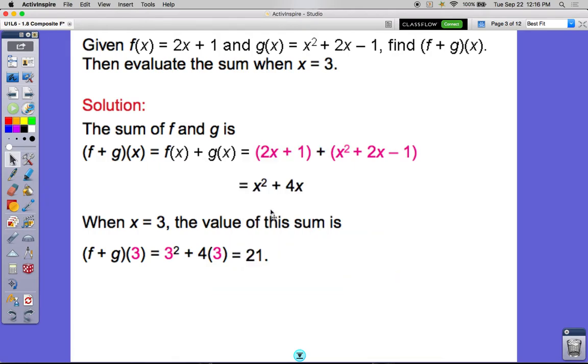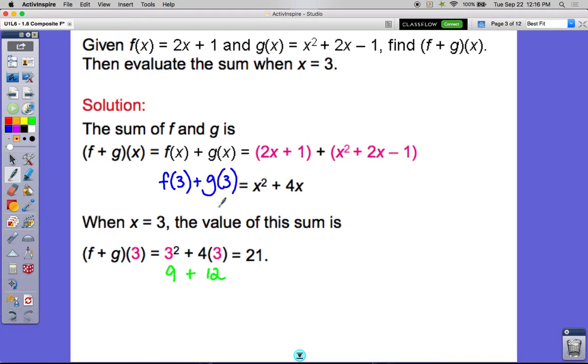And if you want some separate values for that, sure, why not? 9 plus 12. But wait a minute, do you really have to add those two together first and then evaluate? Well, notice what they said here. f plus g of x is equal to f of x plus g of x, right? So why not do f of 3 plus g of 3? Let's see if that works.